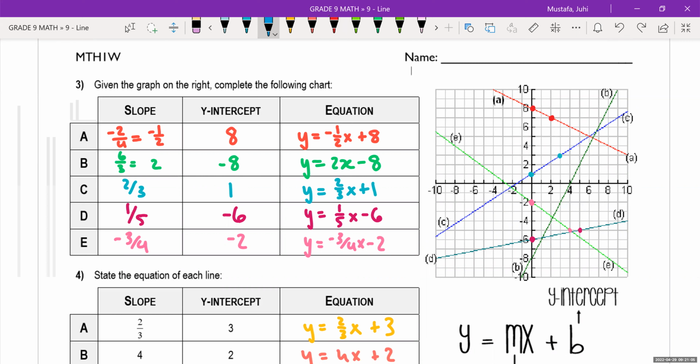So for this one, when I did rise over run, I can see that my rise is 2 units and my run is 3 units. And the line is going up. So it was a slope of positive 2/3. The y-intercept is a 1, so it was y equals 2/3x plus 1.